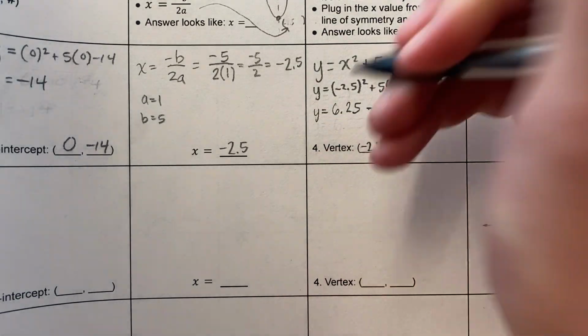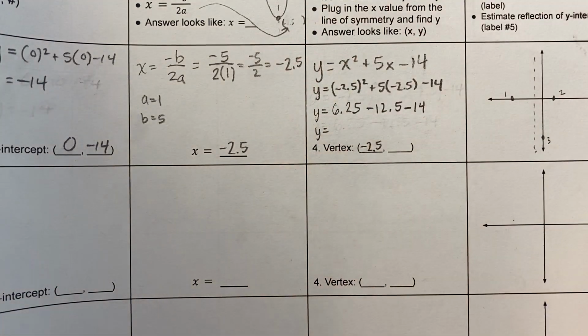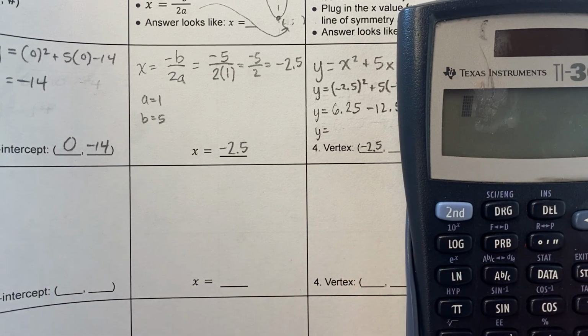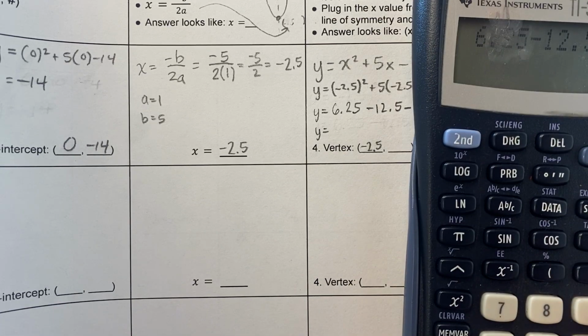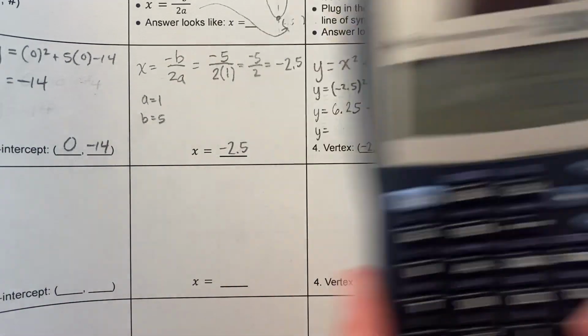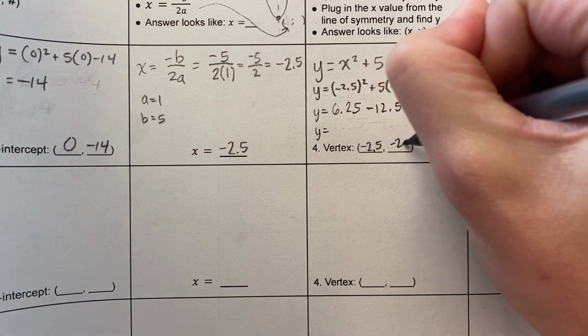And then I'm just doing this subtraction. Again, we do not need to be scared. We are just typing this into the calculator. 6.25 minus 12.5. You can press enter here if you want, or you can just type in the whole thing. It doesn't matter. Minus 14, I get -20.25.